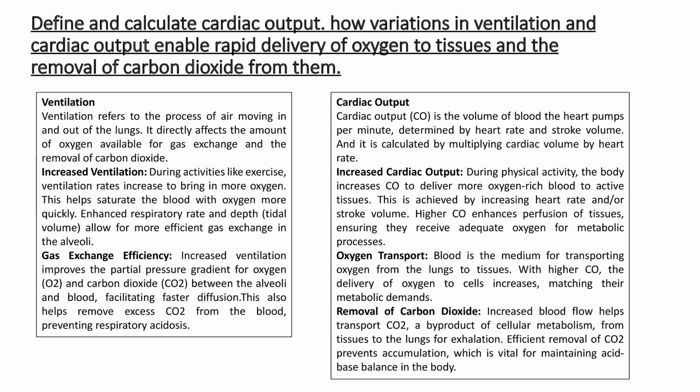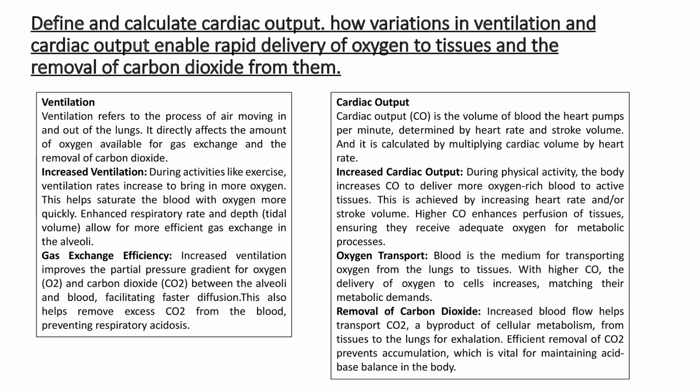Cardiac output is the volume of blood the heart pumps per minute. It is determined by heart rate and stroke volume, and it is calculated by multiplying stroke volume by heart rate. In an increased cardiac output during physical activity, the body increases CO to deliver more oxygen-rich blood to active tissues. This is achieved by increasing heart rate or stroke volume. Higher CO enhances perfusion of tissues, ensuring they receive adequate oxygen for metabolic processes.